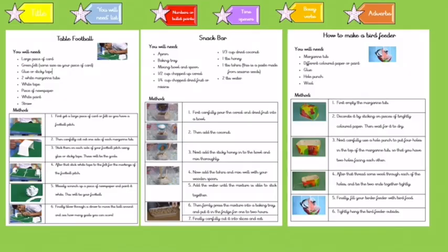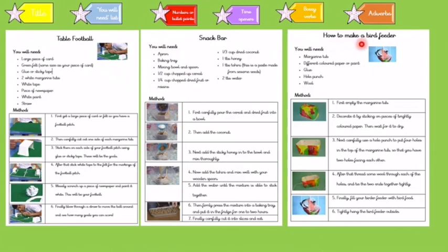Now we have identified the key features of instructions, it's time to go on to your task today. You are not writing instructions today, but you are being detectives, detective spotters, and you are looking for all these key features that we have found in other sets of instructions. So you're going to be looking for the title, the you will need list, numbers or bullet points, time openers, bossy verbs and adverbs in different sets of instructions. So on the school website you can see here, how to make a table football, how to make a snack bar, how to make a bird feeder, and the final one is how to make a friendship bracelet.